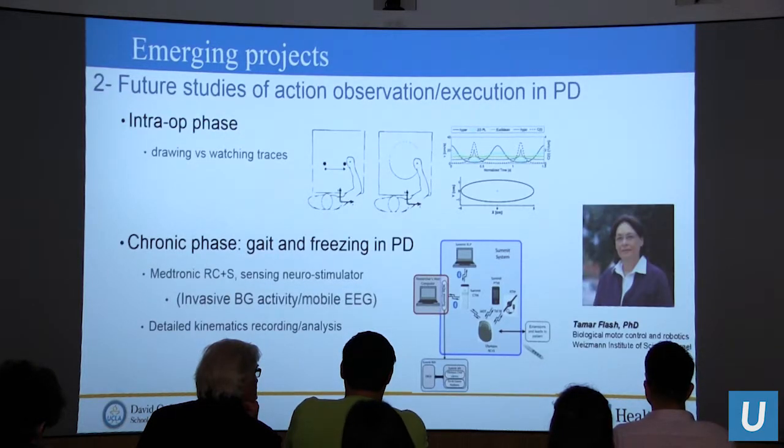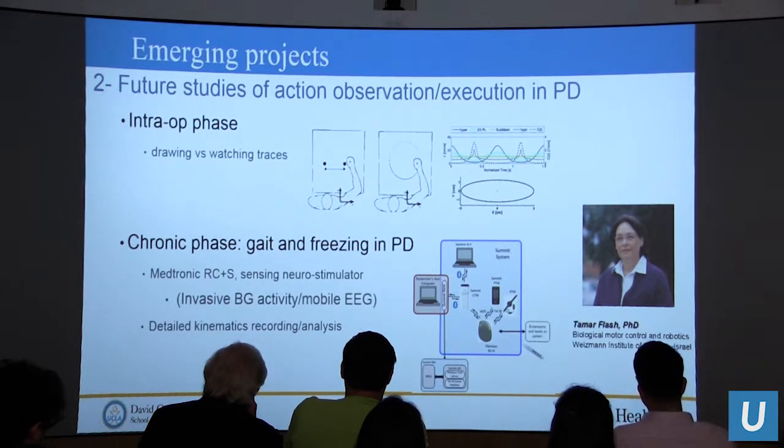Our future studies will basically focus on direct comparison between action execution and observation during drawing and watching of movement traces in collaboration with Dr. Flash in Israel. And we're going to move on to a chronic phase with the Medtronic RC+S that basically is a sensing neurostimulator. We're going to implant these patients, we're going to have them come back to the clinic, and we're going to do monitoring of their basal ganglia activity and mobile EEG while they do various movement tasks.